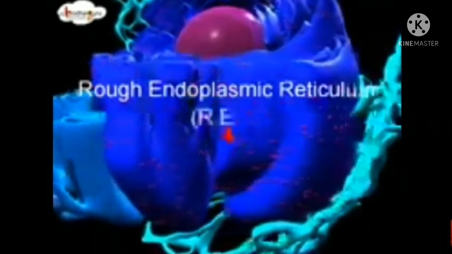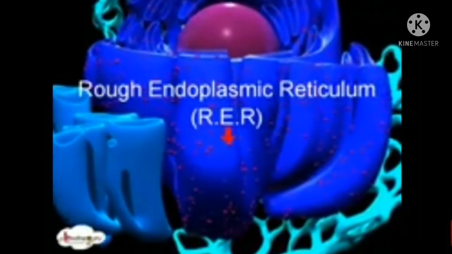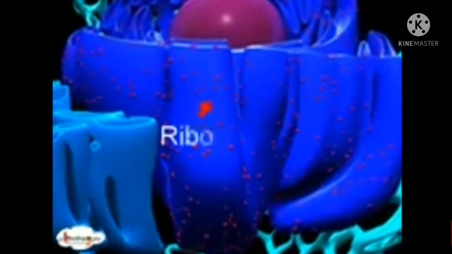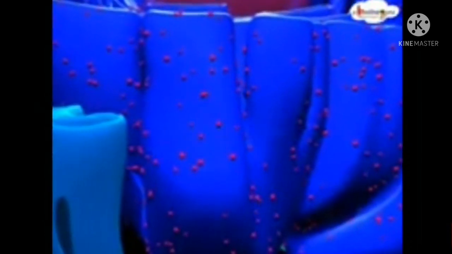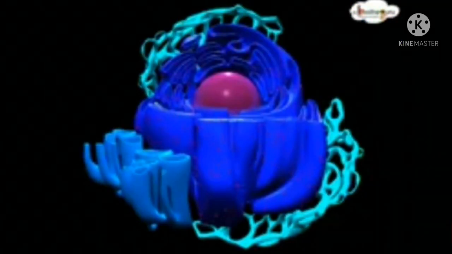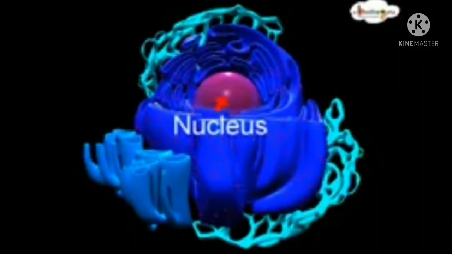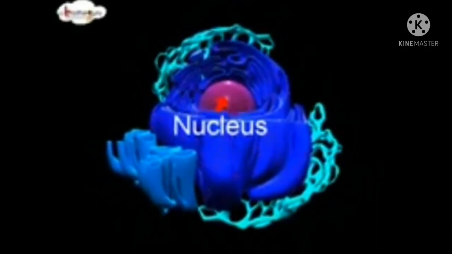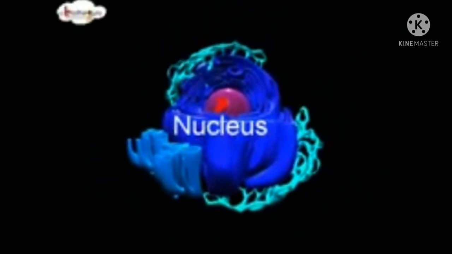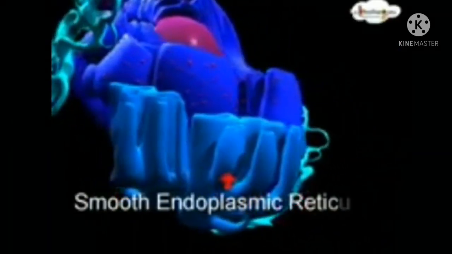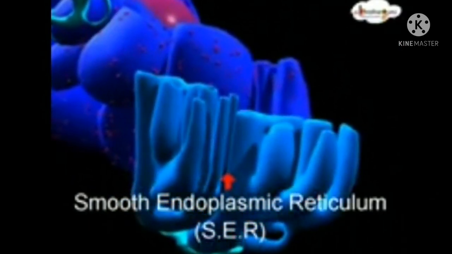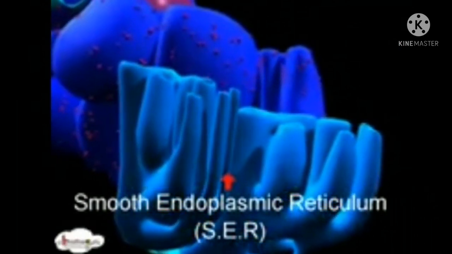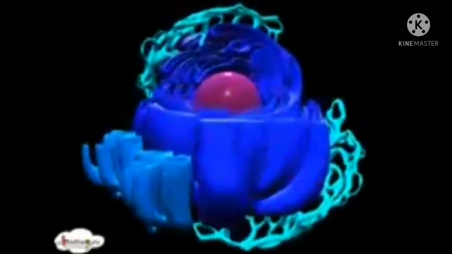The outer membrane of the rough endoplasmic reticulum, in short RER, has ribosomes that are the sites of protein synthesis. The rough endoplasmic reticulum network is connected to the outer membrane of the nucleus. The smooth endoplasmic reticulum, in short SER, lacks ribosomes and functions in lipid manufacture and metabolism.